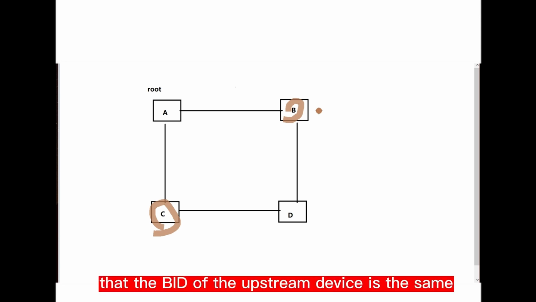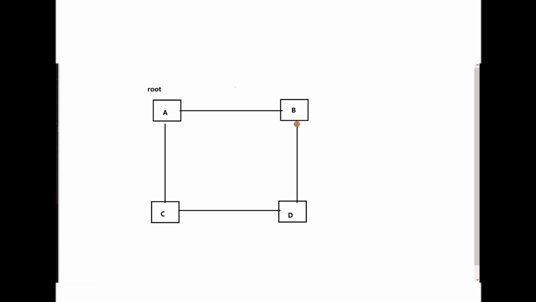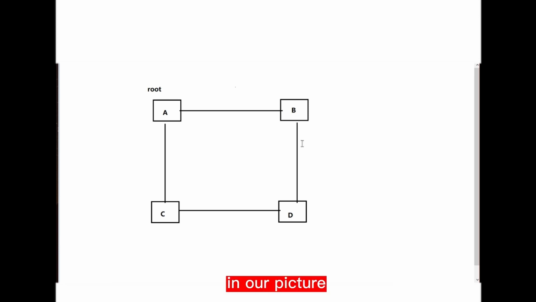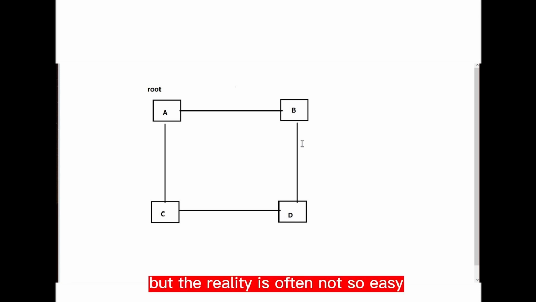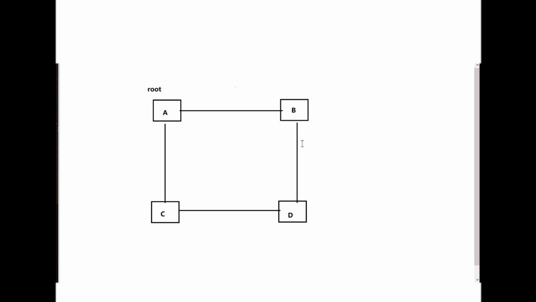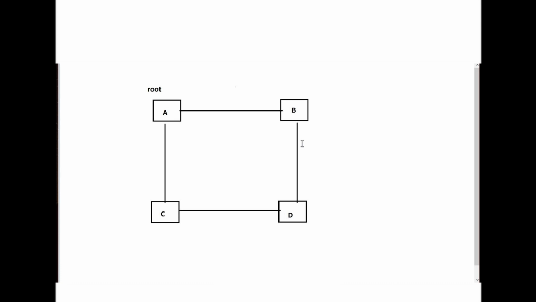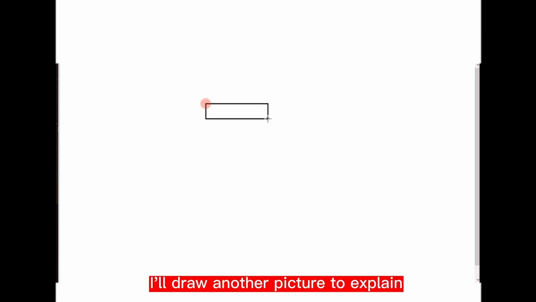Is it possible that the bridge ID of the upstream device is the same? Can you draw such a topology in your mind? In our picture, it is inconsistent, so in a picture like this, it can actually be compared. But reality is often not so easy. We have other possibilities. It's just that I can't compare RPC now, and the bridge ID of the upstream device still cannot be compared. What's going on? I'll draw another picture to explain.